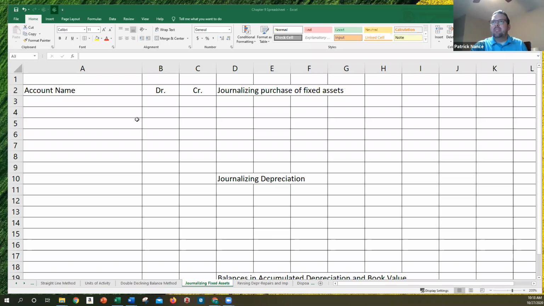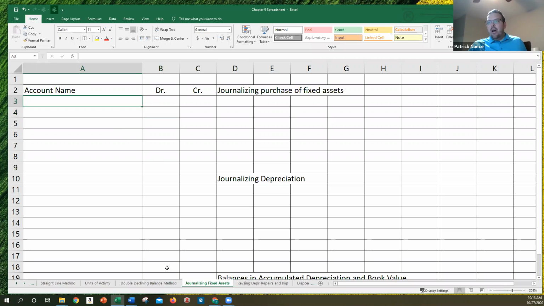Okay, this is a bit of a review. Some of it should be a review here, but just so we're on the same page, since this is a chapter about fixed assets, I wanted to go through some journalizing of fixed assets, kind of the major things that happen, and what balances and accounts matter, and that kind of thing.